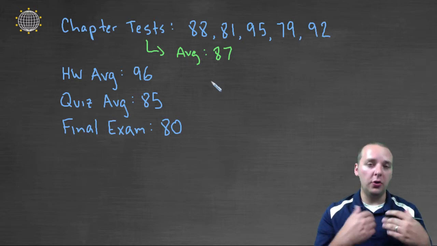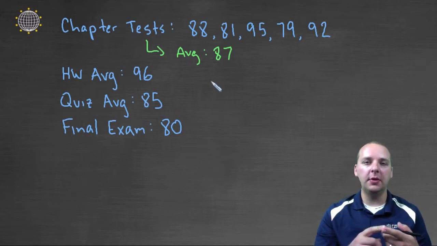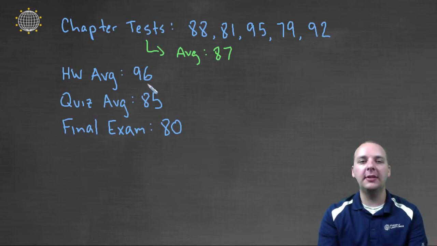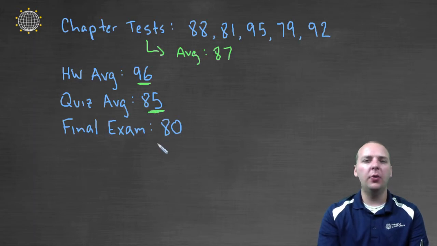All right, now you could do the same thing with the homeworks and the quizzes. To speed things along though, let's just fast forward. Let's just say the homework average was a 96 and the quiz average in the same way was an 85. Now you only take one final exam, so let's say his final exam he scored an 80.